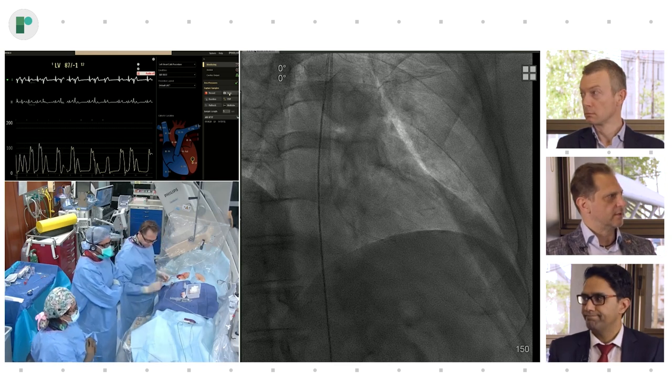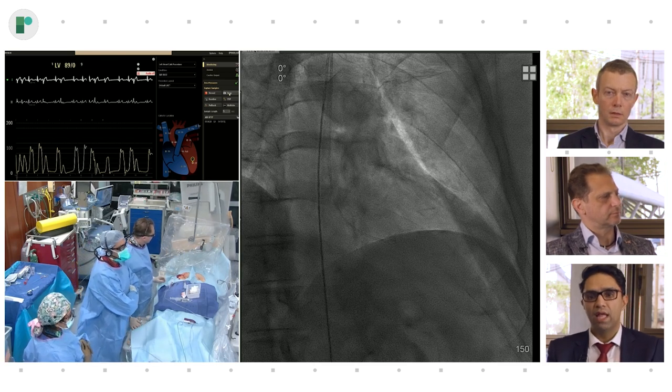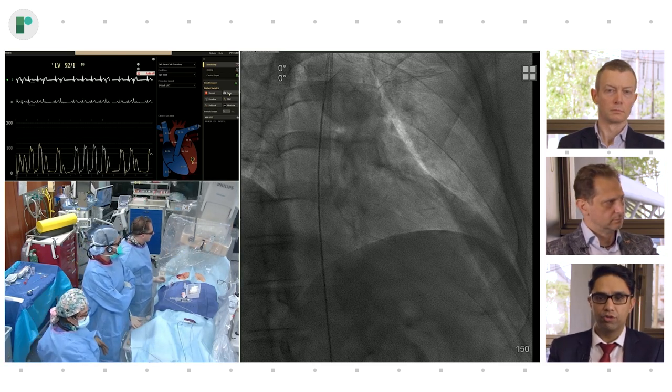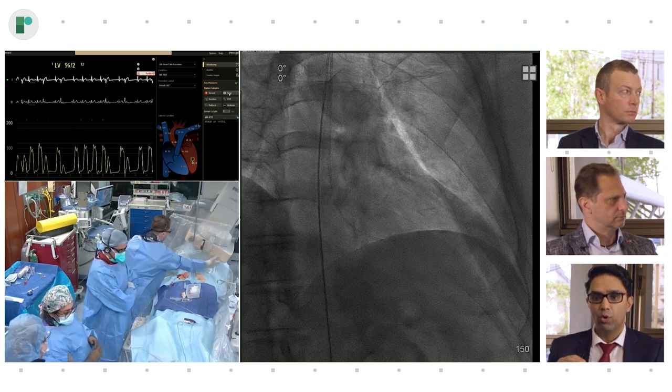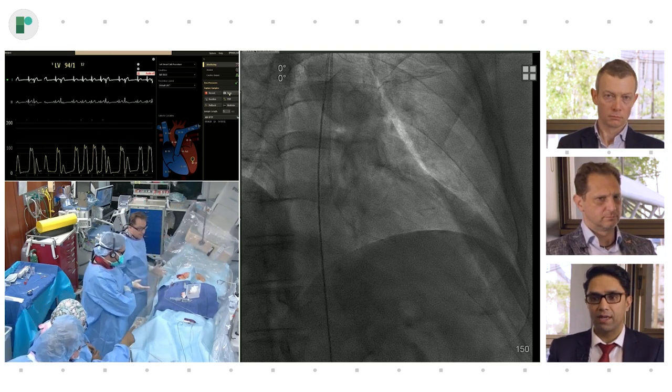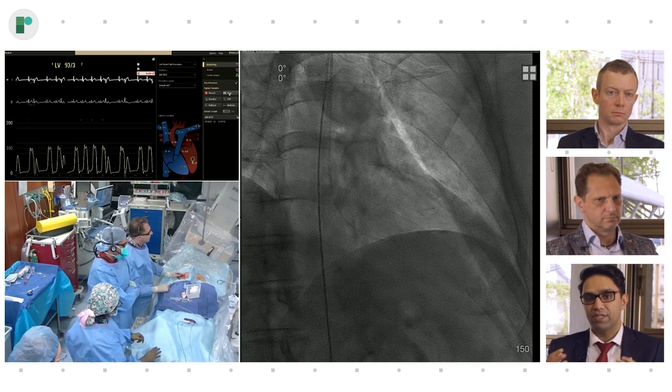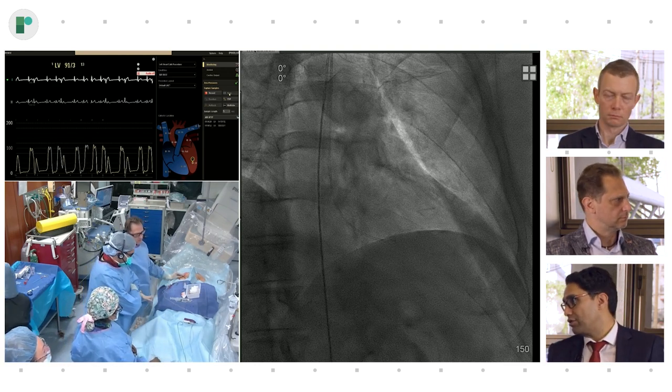So let's talk about that. I think that's an important point. So every case before the procedure, you'll notice that the first thing that we do is we take a JR diagnostic or a pigtail, we enter the ventricle, and we measure the end-diastolic pressure directly. And the reason we do that is this intra-procedural hydration.